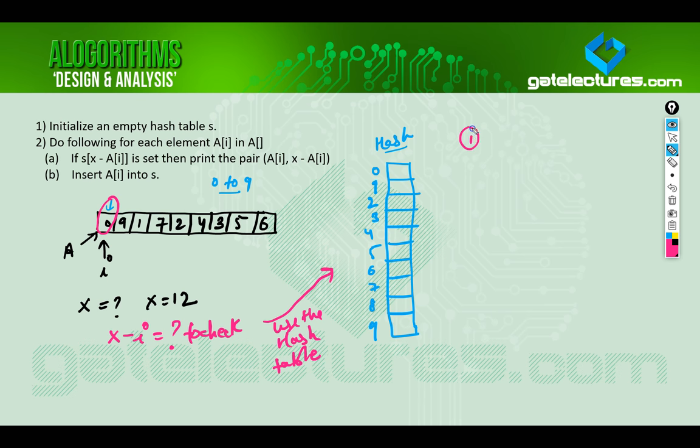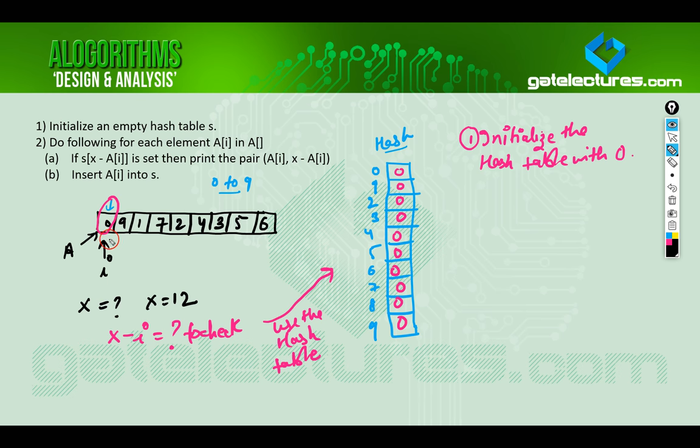Let me show you how we are going to use it. So the first step is to initialize the hash table with all the values as 0. So it is 0, 0, 0, 0, 0, 0, 0, 0, 0, 0. So we are going to initialize every index location here with the value 0. Now let me check the first value. This is going to be very interesting again.